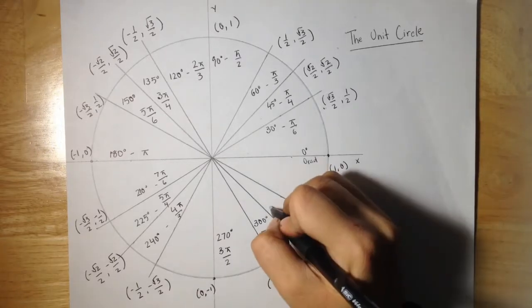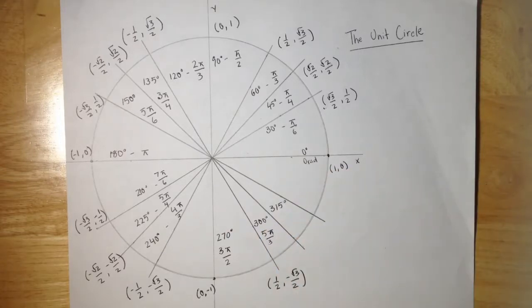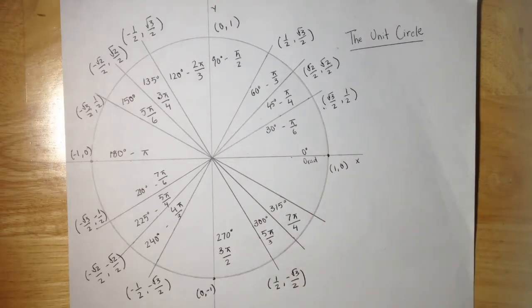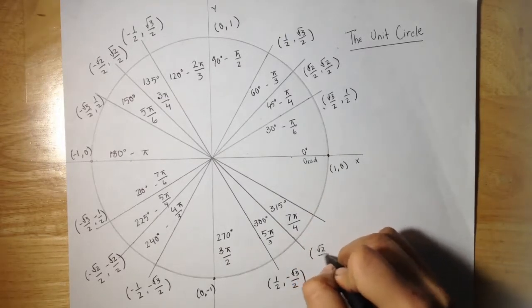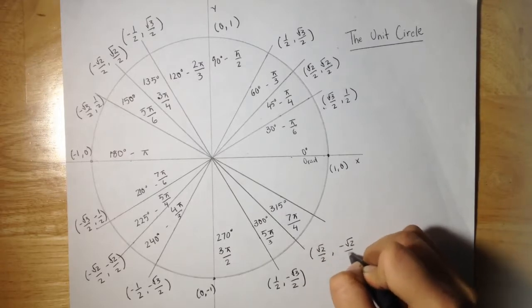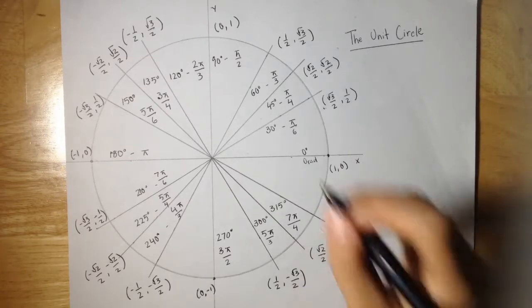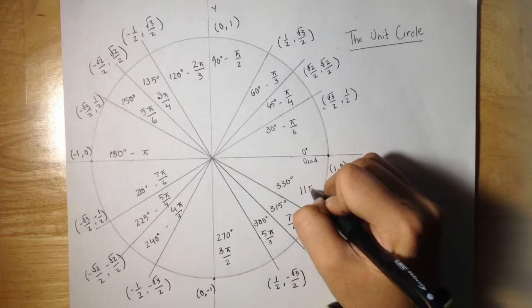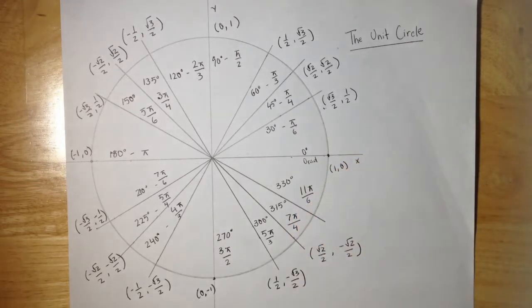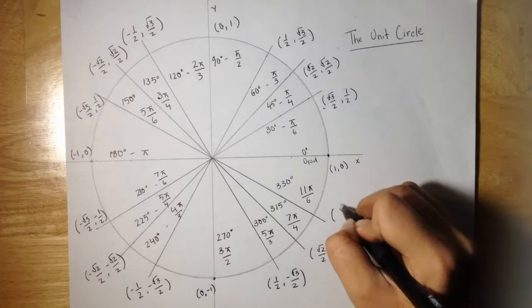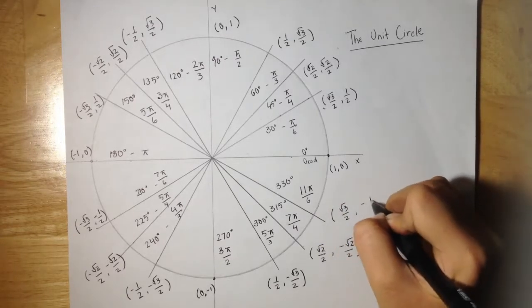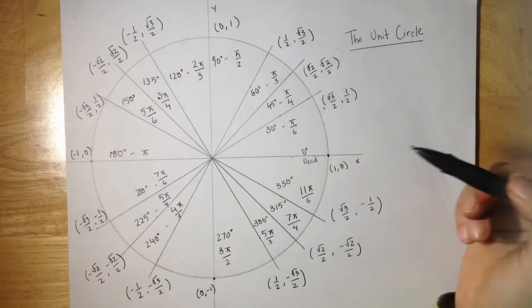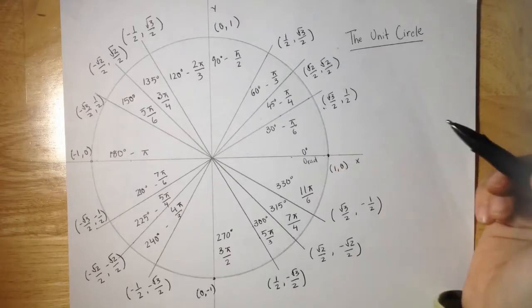Then we have 315 degrees, 7 pi over 4 radians. The coordinates are radical 2 over 2, negative radical 2 over 2. Then 330 degrees translates to 11 pi over 6 radians. The coordinates are radical 3 over 2 and negative 1/2. And we're back to 360, which is 0 degrees, 0 radians, and the coordinates are 1 and 0.